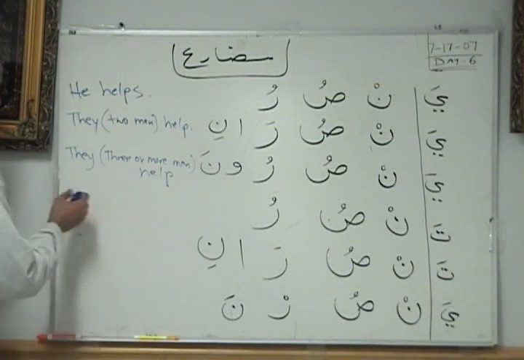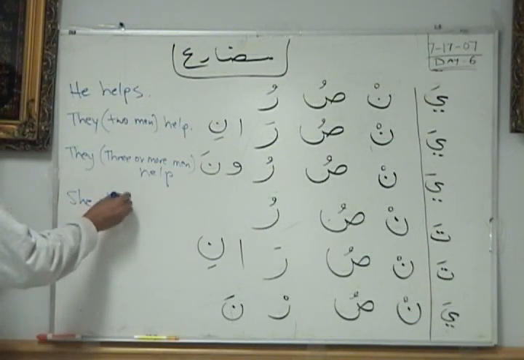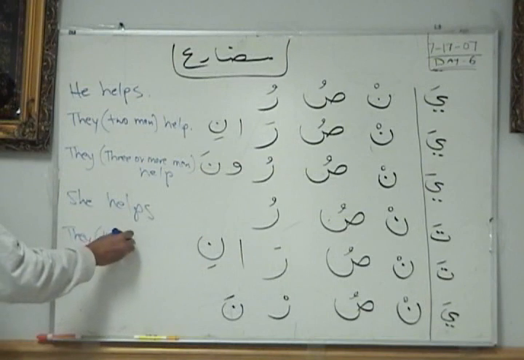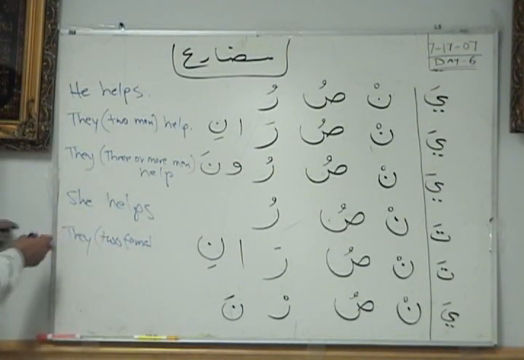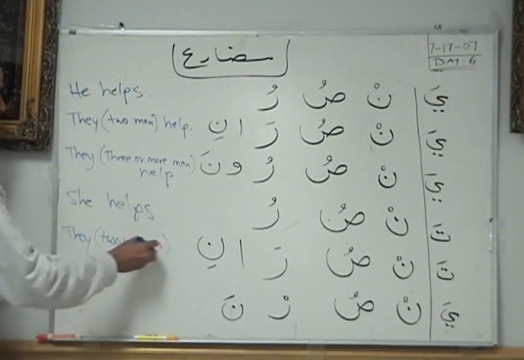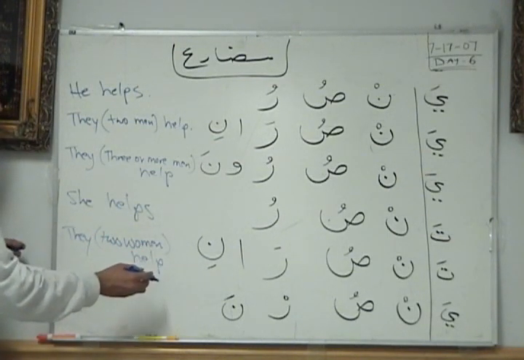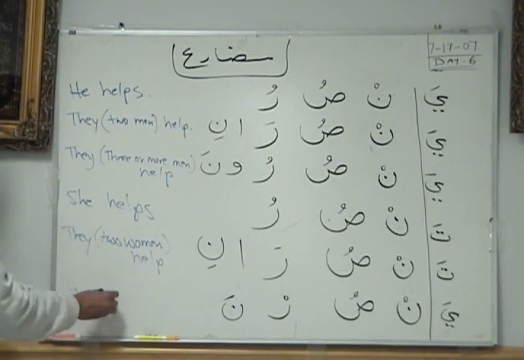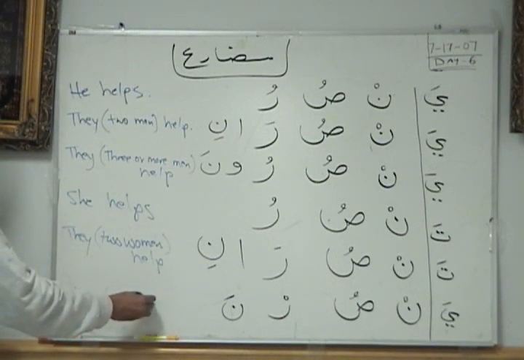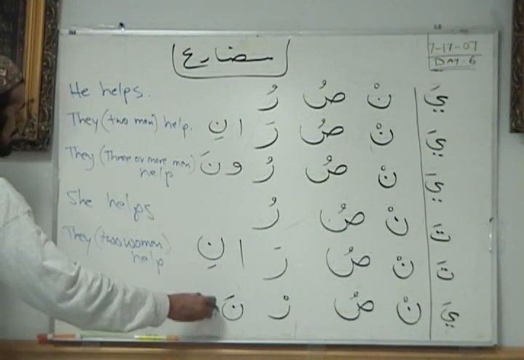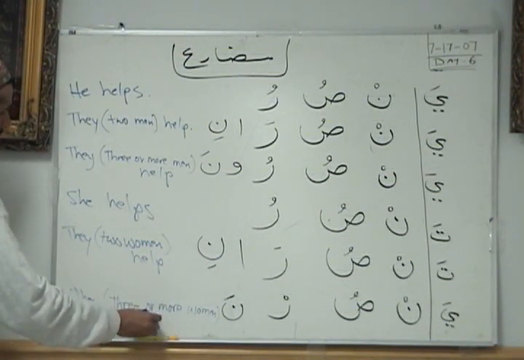Okay? Tansuru, she helps. Tansurani, they, two females, let's say two women, help. And yansurna, they, three or more women help.